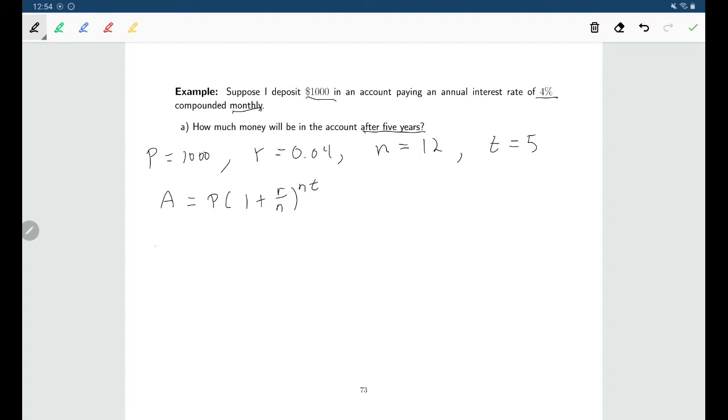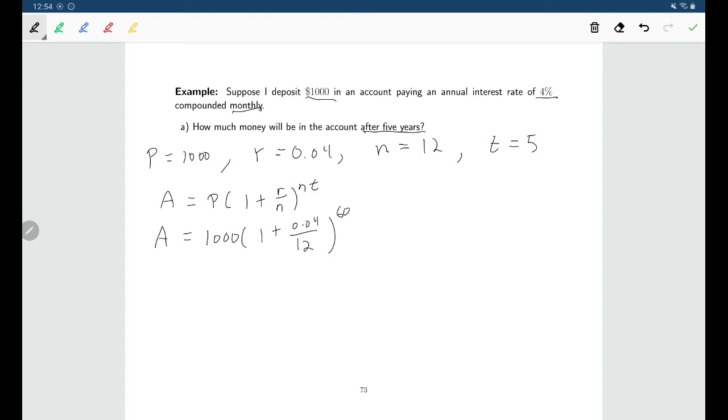And putting in what we have, our principal is $1,000. We're receiving 4% interest, compounded monthly. And the power, n times t, 12 times 5, that's 60. That's because over those 5 years, we'll be receiving interest 60 times in total. And then we just have to run this through our calculator.